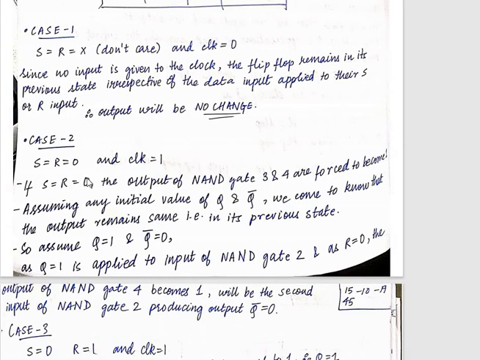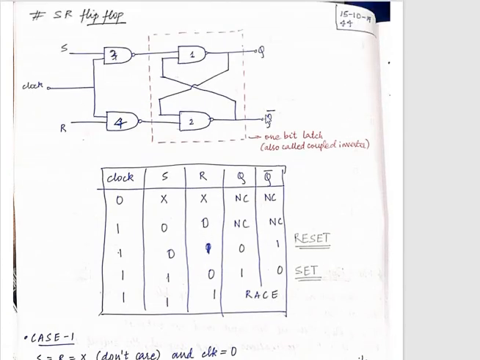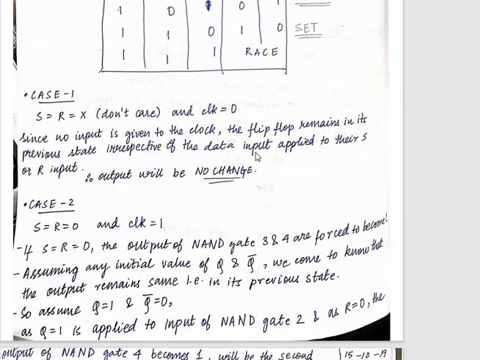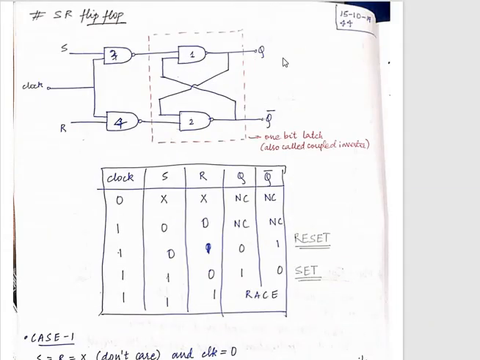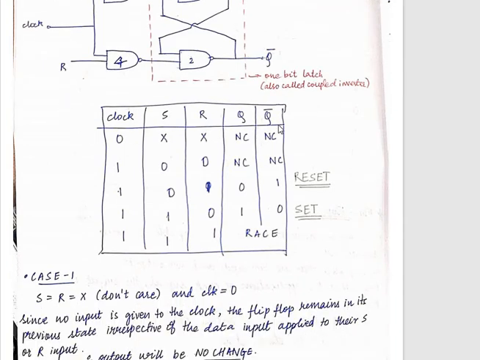Next, if S equals R equals 0, we need to assume some previous state. Here the previous state assumed is Q equals 1 and Q bar equals 0. As we can see, when Q equals 1 and Q bar equals 0, this 1 is applied to the input of NAND gate 2, and R is by default 0. So the output of NAND gate 4 will be 1, Q is 1, so the output of NAND gate 2 will be 0. So Q bar in that case will be 0.